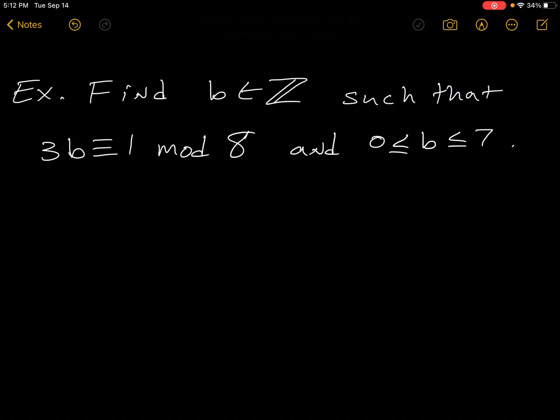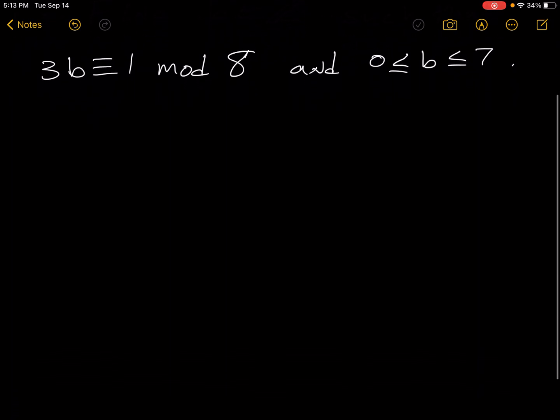In this example, we're going to find an integer b such that 3 times b is congruent to 1 mod 8. And we have the further stipulation that b is between 0 and 7 inclusive. So remember, b has to be an integer. All right, so the way I would go about doing this is just with an exhaustive search. 8 is small enough that you can just check all the situations.